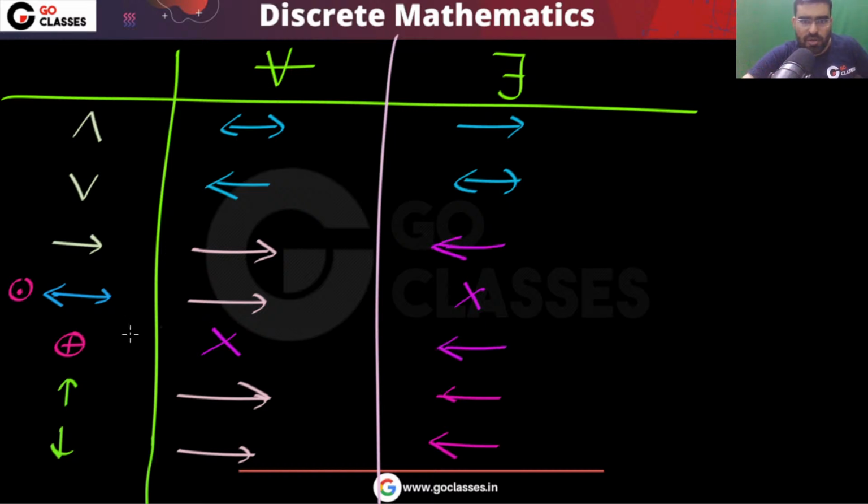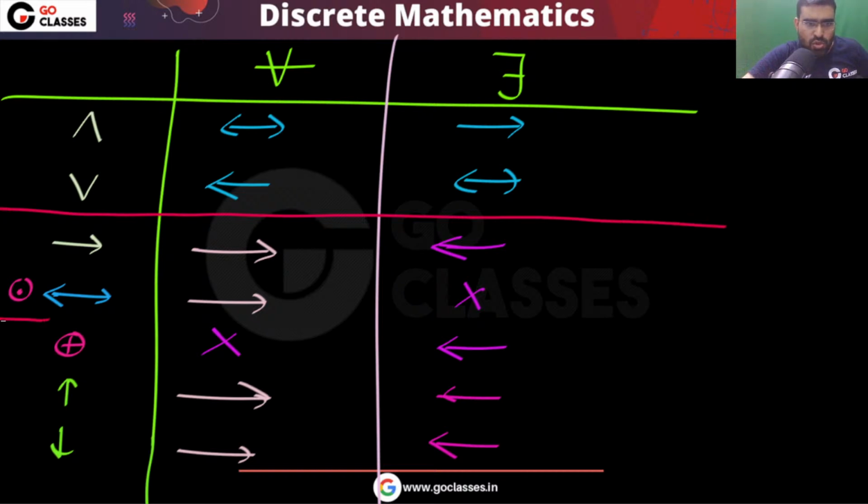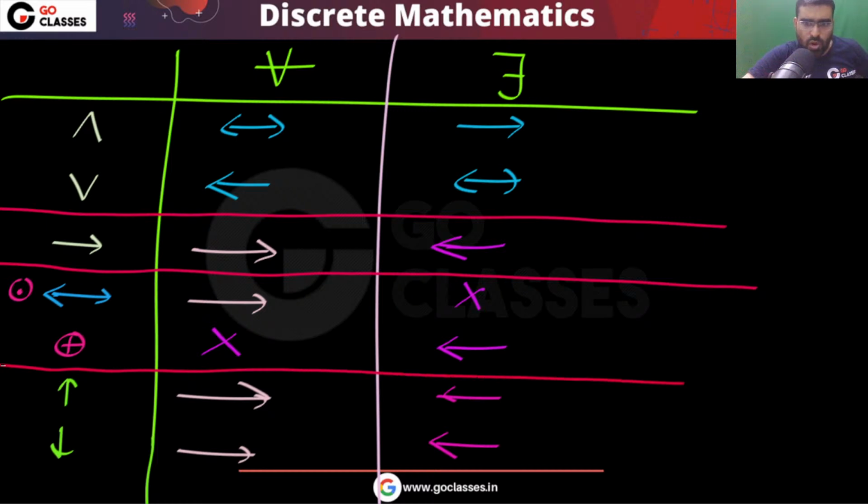So this is your table. I hope this table is clear. Let me tell you, this table has been proven. I have proved it, and many GO Classes students have proved it. This is proven, and there is some kind of symmetry, so this table will help you a lot. It is definitely going to help you for many questions.